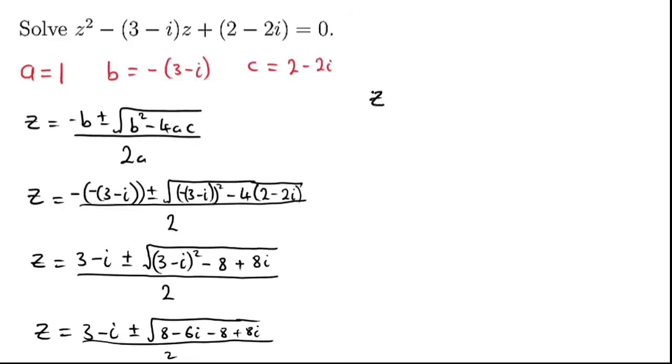So this means that z is equal to 3 minus i plus or minus. Inside the square root there, we have 8 minus 8, which will be a 0. So this 8 and this 8 cancel out, and we get a 0. The only thing we remain with is negative 6i plus 8i, which gives us 2i. This is over 2.